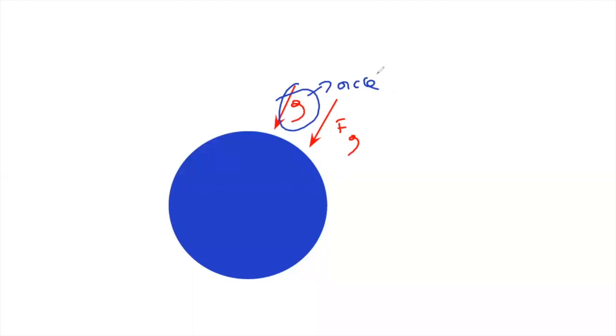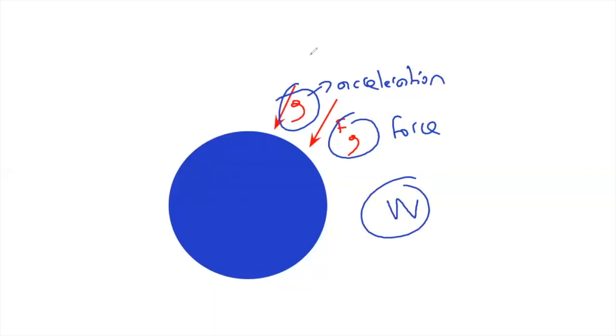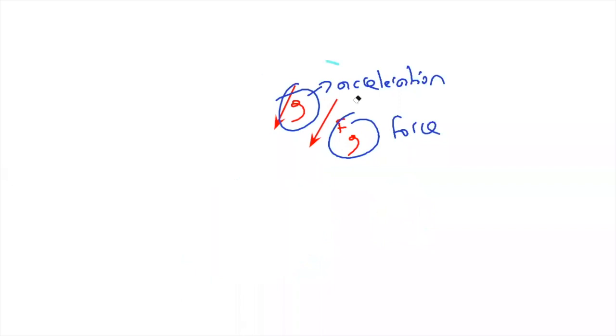This is just a general thing. This is the acceleration, and this is the force. Now, maybe if we were not talking about gravitational fields, we would say that this force is W. But since we're talking about space and planets, we're not going to use W anymore. Now, let's get to the point.